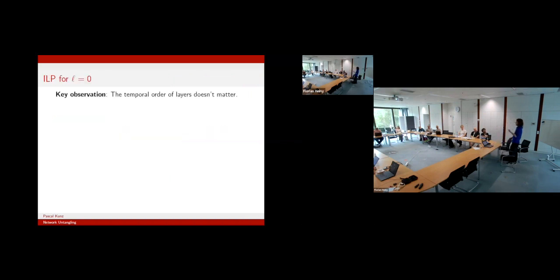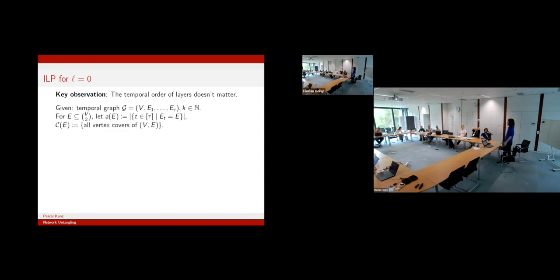If I have L equals zero, so if I'm only looking at intervals of length zero, then the first thing you can notice is that the order of the layers is completely irrelevant. I can permute them arbitrarily, because every interval in the solution only touches one layer anyway. And this is the key why the ILP works. I have this temporal graph here, and the notation is a little ugly. Let's just say this A is the number of times a certain edge set appears anywhere in the graph. It doesn't matter where, because I don't care about the order of the layers. It just counts the number of times this edge set appears. And then C is the set of all vertex covers for this particular edge set. They don't have to be small or anything.